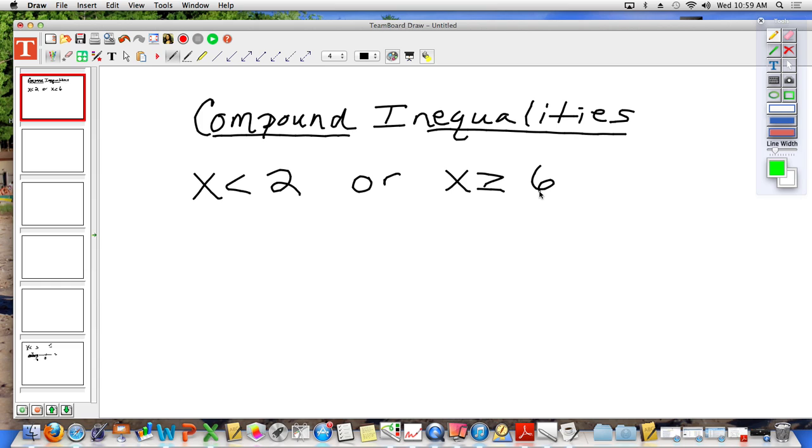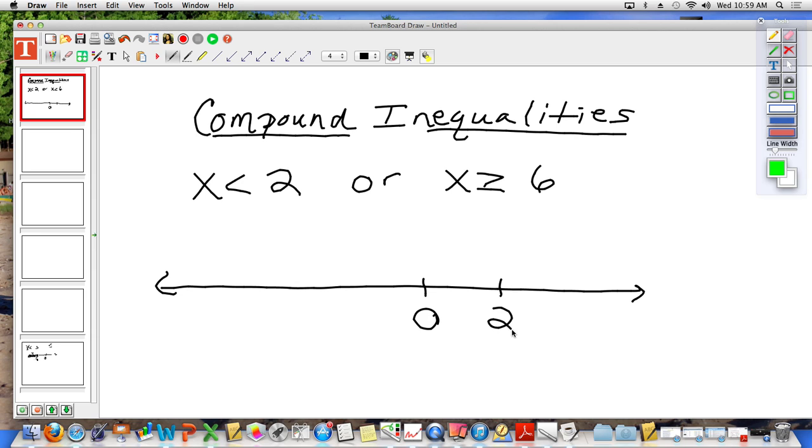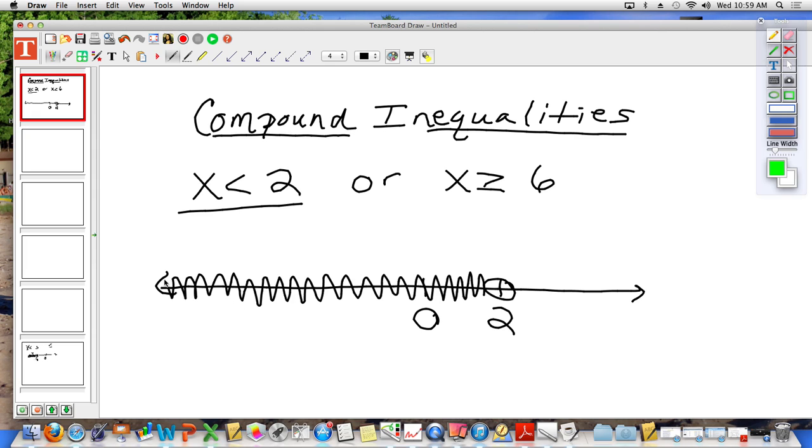So what you need to do is consider the first situation that says x is less than 2. So on a number line, locate 0 like usual, go to 2, put a circle there. We're talking about everything less than 2. So what I'm going to do is shade everything that is on the left side of 2, everything that is smaller in value than 2. Notice I am shading the entire number line that is to the left of 2. Do not stop at the 0. Keep going. Shade everything to the left of 2.